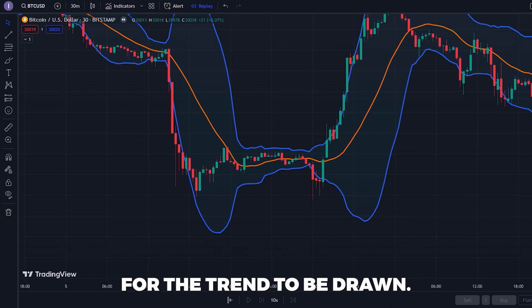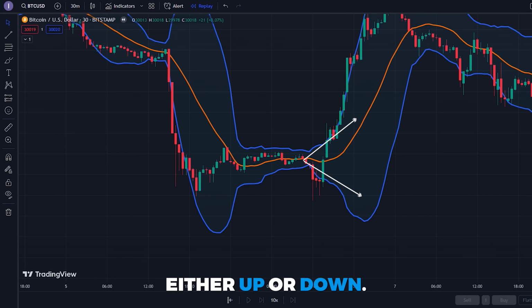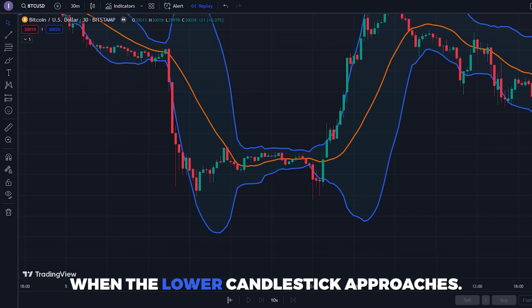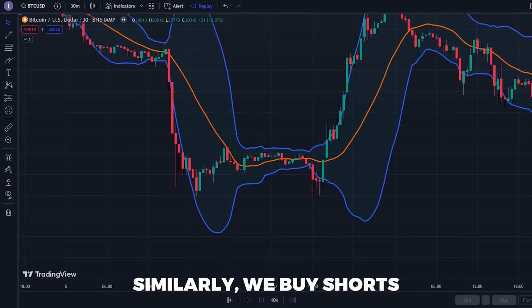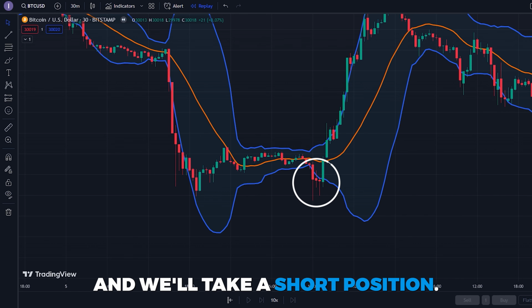Step 2 is to wait for the trend to be drawn. The trend can move anywhere, either up or down. We wait until we catch the trend in either direction. This strategy takes a buy or long position when the lower candlestick approaches. Similarly, we take a short position when the upper candlestick closes. It's close and we'll take a short position.